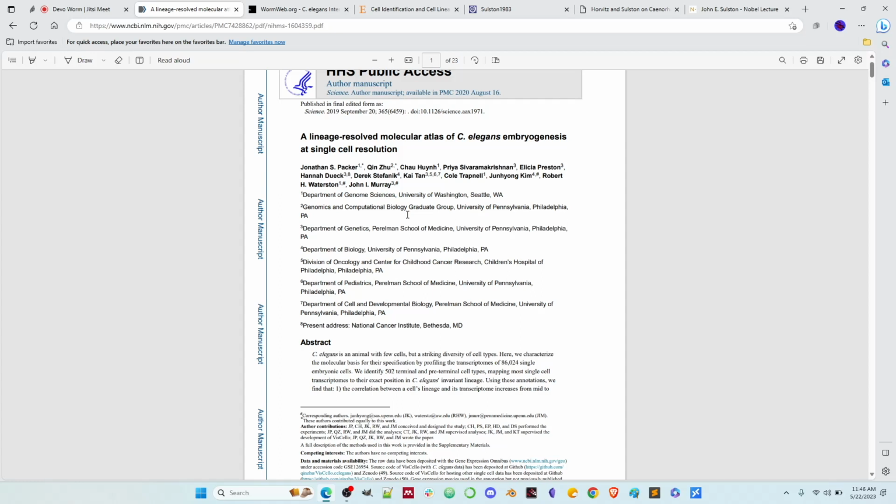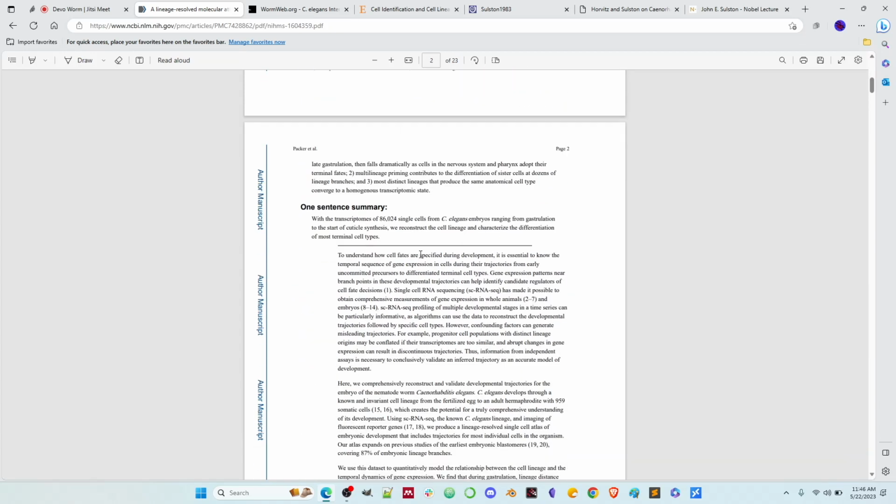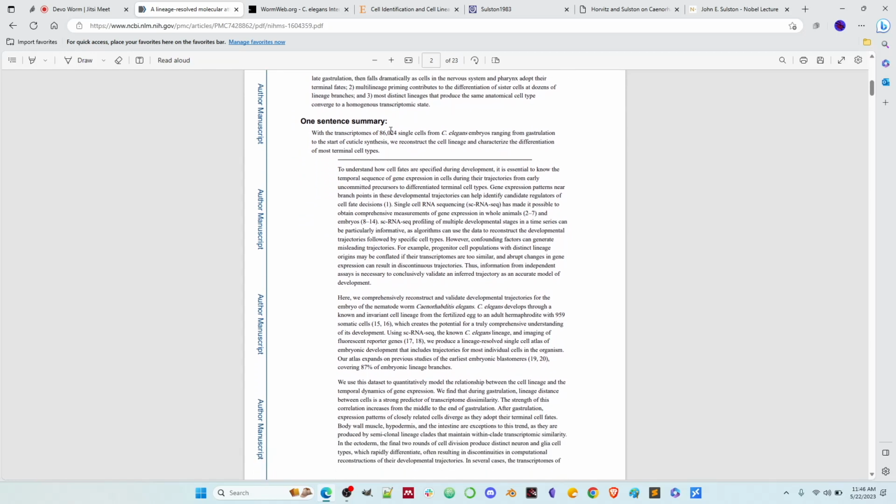And one of the things I mentioned is that we want to look at molecular signatures to identify these cells and identify when they're going to differentiate into differentiated cells. So what they're doing here is they've built a lineage resolved molecular atlas. They've built an atlas where the cells are resolved in terms of their position in the lineage tree, and this has single cell resolution. It has 86,124 or 86,024 single cells, the transcriptomes of these cells.